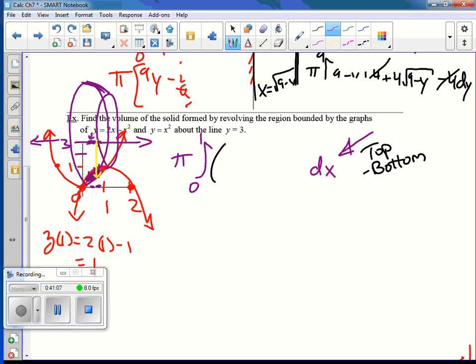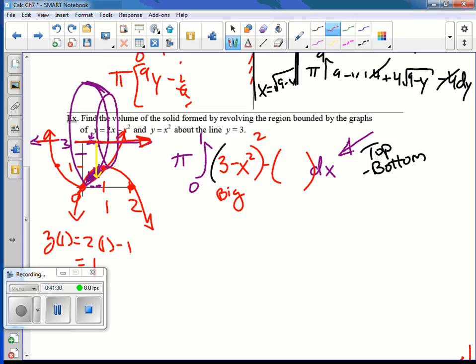Well, guess what? It's actually y equals 3. y equals 3 is the top equation. So that's 3 minus, what's the bottom one? x squared. And of course, remember we have to integrate area, and that's pi r squared. This is the big radius, so this is the big one, so that's squared. Now I need to do minus the little one.